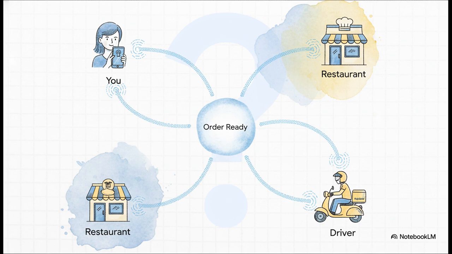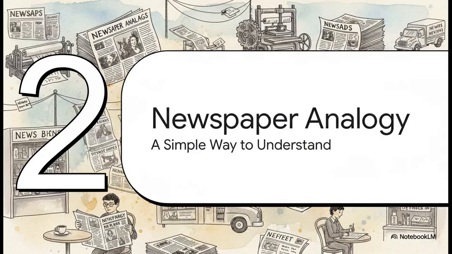What you really need is for that one piece of info, order ready, to just get blasted out to everyone who needs to know it all at the same time. How on earth does that happen so smoothly? This is where a great analogy comes into play. To really get a handle on this pretty complex tech idea, we're going to look at something much older, something we all get, the good old-fashioned newspaper.